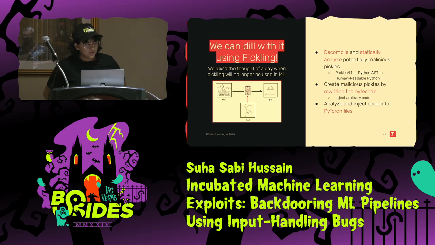Way, way back in 2021, we released a tool called Fickling. This project was led by Evan Sultanik. To our knowledge, Fickling was the first pickle security tool tailored for ML use cases. It's a decompiler, static analyzer, and bytecode rewriter for the Python pickle module. It can help you detect, analyze, or create malicious pickle files. The reason it's safe to run on potentially malicious files is that it has its own implementation of the PM on which it symbolically executes code. I also added a PyTorch module to it relatively recently so that you can statically analyze and inject code into PyTorch files as well.